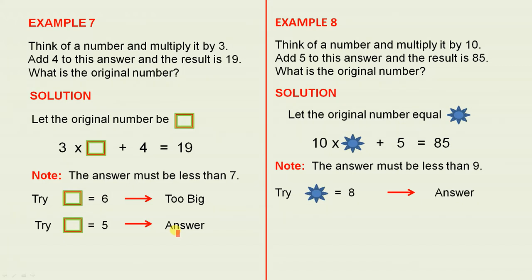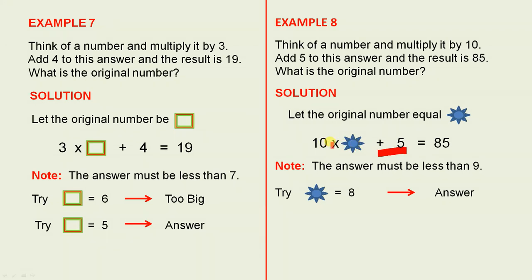The square is 5. Think of a number and multiply it by 10. Add 5 to this answer and the result is 85. What is the original number? Let the original number be this fancy star or flower or whatever you want to call it. 10 times the flower, when you add 5, gives you 85. Well, if you don't take this 5 into account, 10 times the star must give you 80.